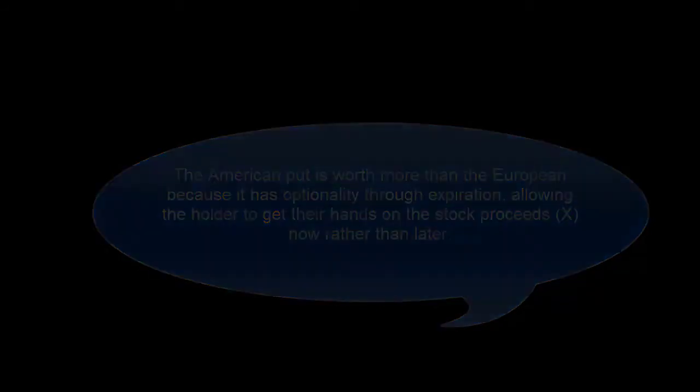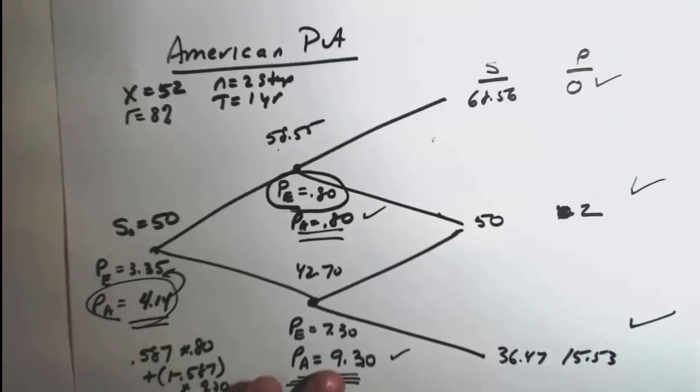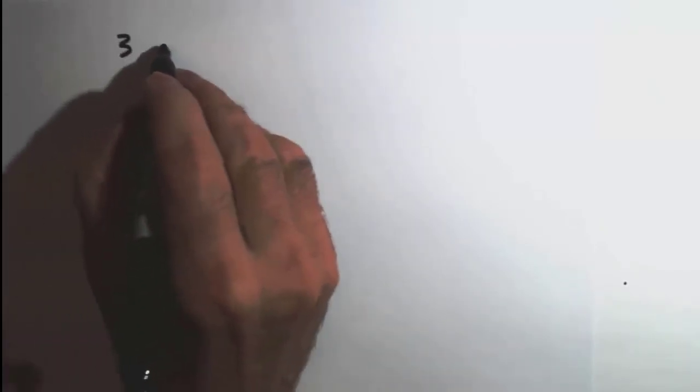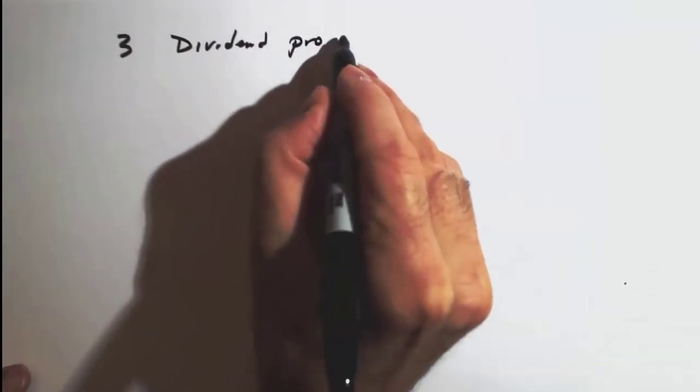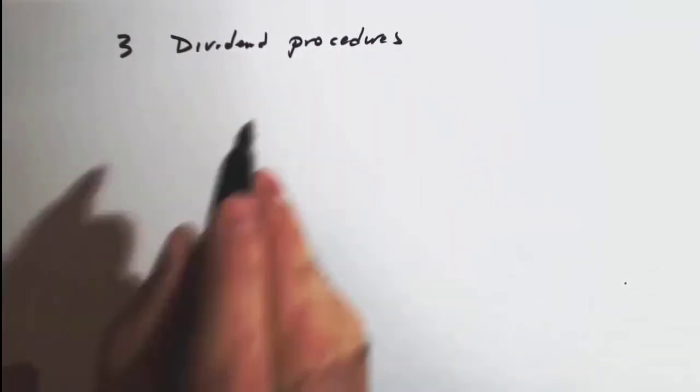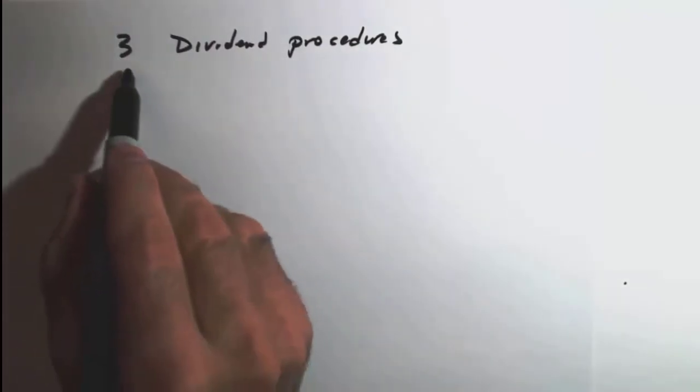Now let me move into dividends. What do we do with dividends? Let me just explain them to you without going through the lattice work, because it can be a bit tedious. There's three things you can do to try to handle dividends. Three dividend, I'll call them procedures, to handle these guys.